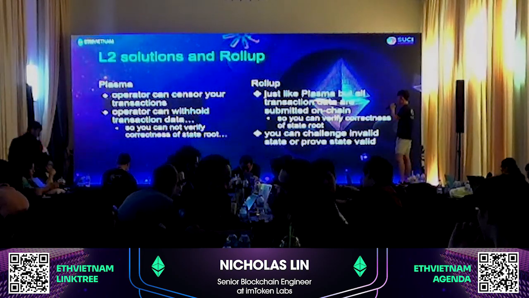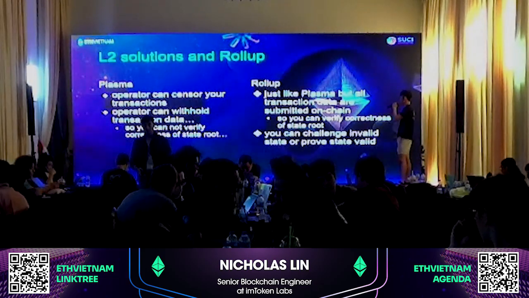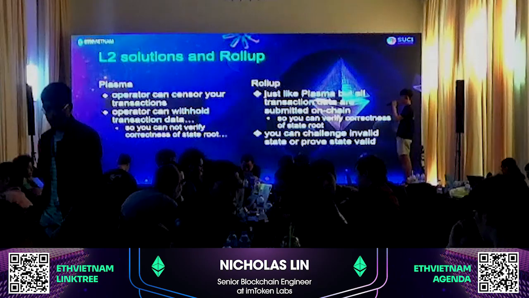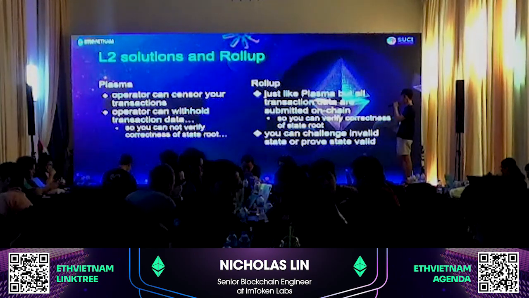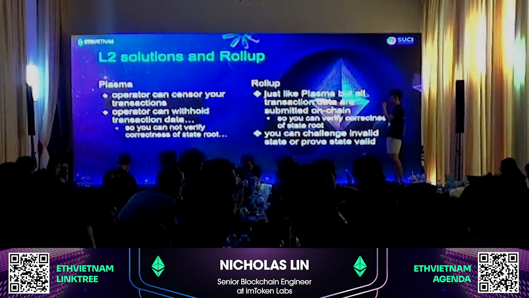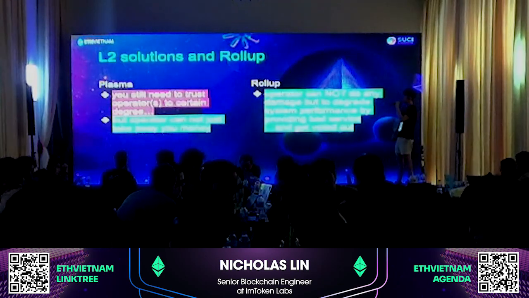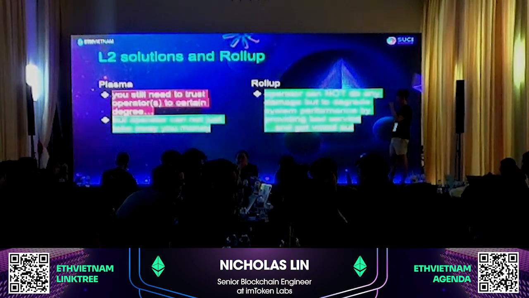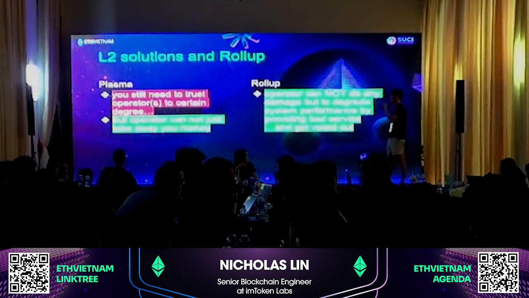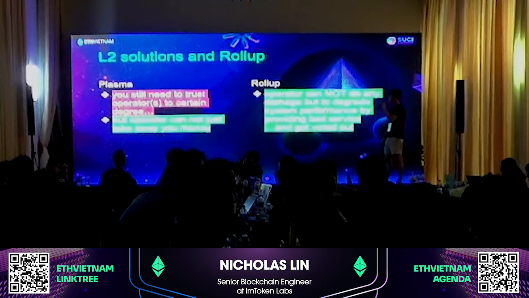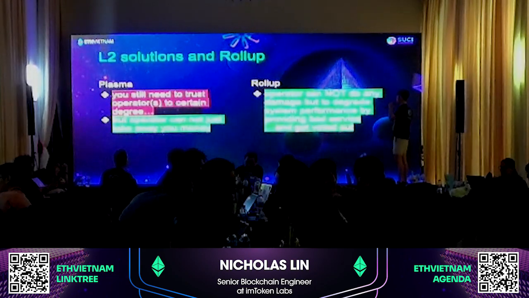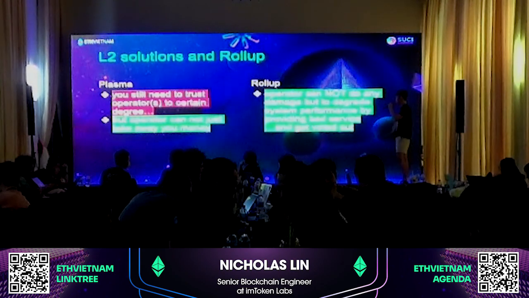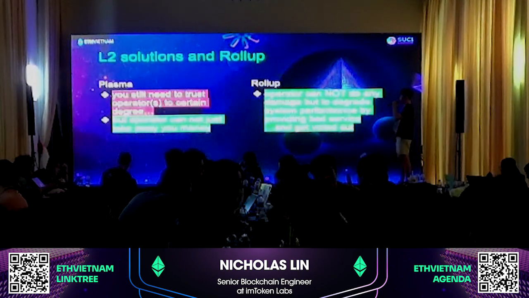In rollup, just like Plasma, but all the transaction data are submitted on chain. So you can verify the correctness of the state root. And you also can challenge invalid state and prove state valid. So the problem of Plasma, as we mentioned, is that you still need to trust operator to some certain degree, but the operator cannot just take away your money. For rollup, operator cannot do any damage but to degrade system performance by providing a poor service and then getting voted out, which is really nice.